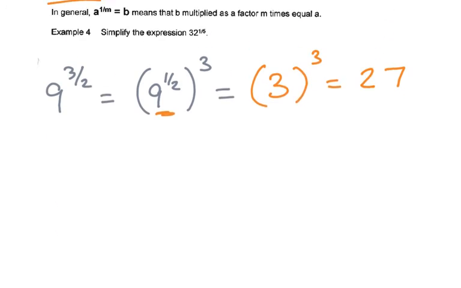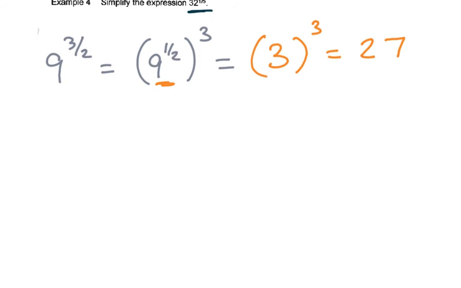So let's do another example. The example they're giving us is 32 to the 1/5. So this actually means the 5th root of 32, which is, perhaps if you've never seen this notation before, a little daunting.